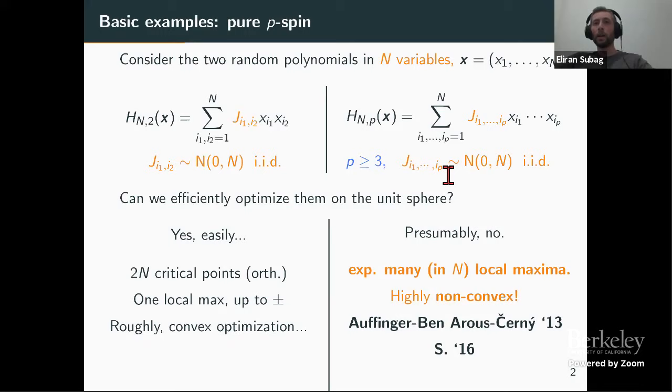In the case of p larger than 3, we know that there are exponentially in n many local maxima. Most of them have values far from the global maximum. This was proved in expectation by two co-authors, Gerard Ben Arous and Ingrid Cherny. They computed the expected number of local maxima, or points of any other index, at a given height. My contribution was to show, using a second moment computation, that there is concentration around the expectation.